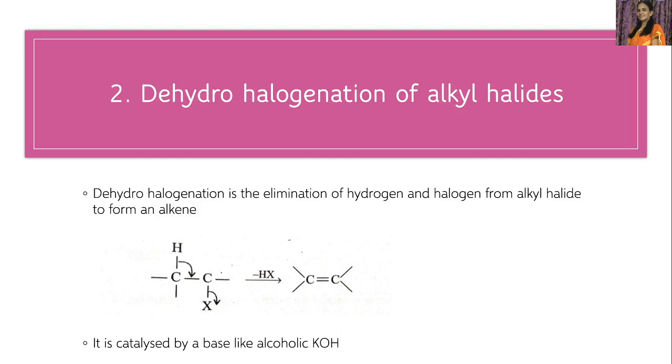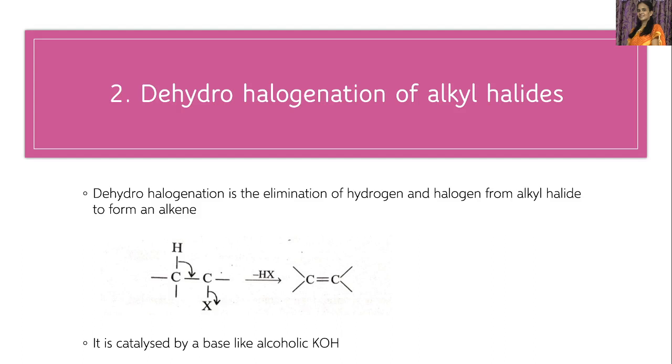Dehydrohalogenation of alkyl halides. In dehydrohalogenation, "de" means loss, and hydro and halogen mean the loss of hydrogen and halogen from adjacent carbon atoms of an alkyl halide to give an alkene. This is dehydrohalogenation of alkyl halides: the elimination of hydrogen and halogen from adjacent carbon atoms of the alkyl halide to form an alkene.